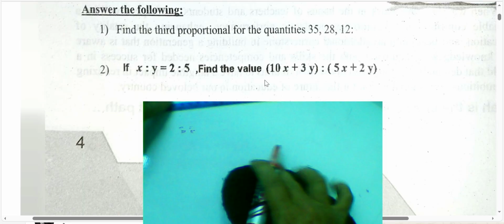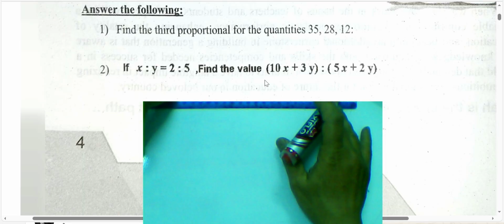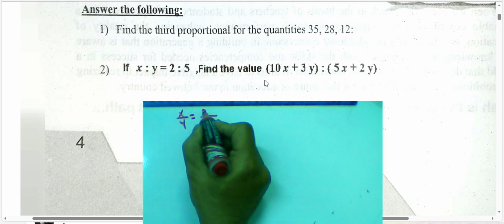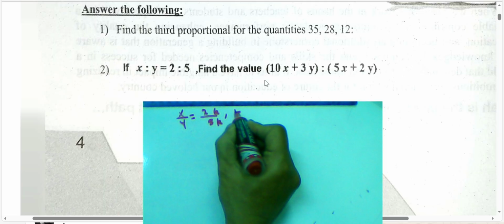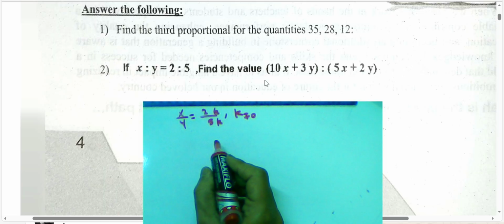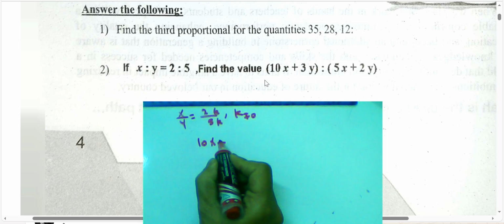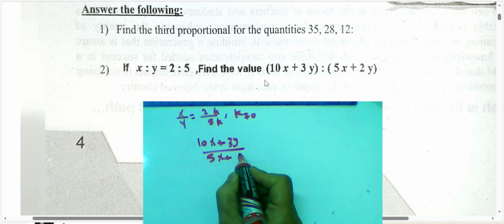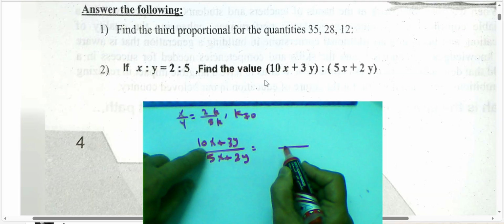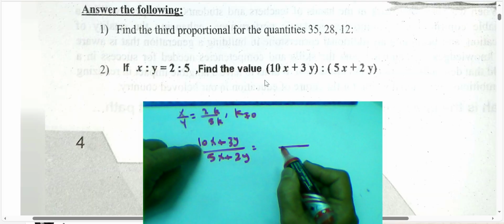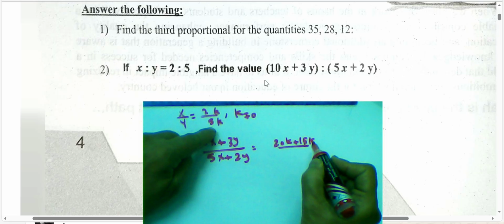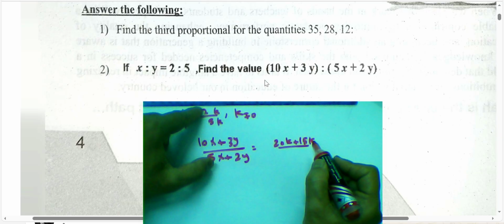Okay, next question. Number 2. If x over y was 2 over 5, we can put here k constant, k not equal 0. We want to find the value of 10x plus 3y over 5x plus 2y. 10 times x equals 2k, 2 times 10, 20. Then we have 20k plus 3 times y, 3 times 5 is 15k, over 5 times x. X was 2k. 5 times 2 equals 10.